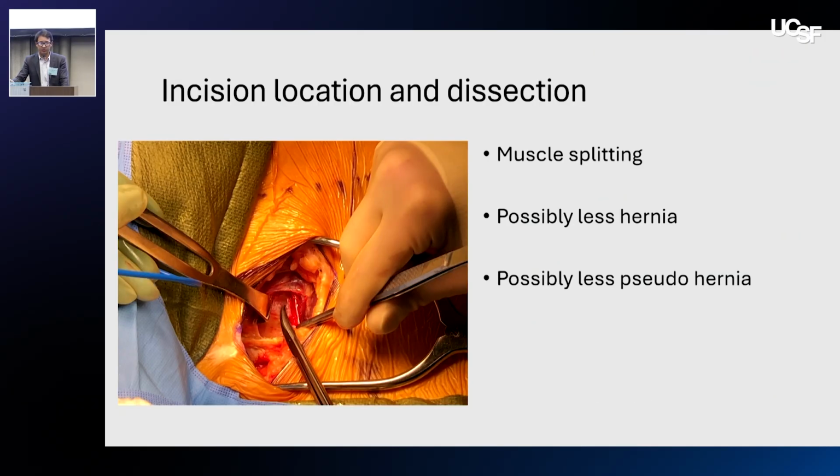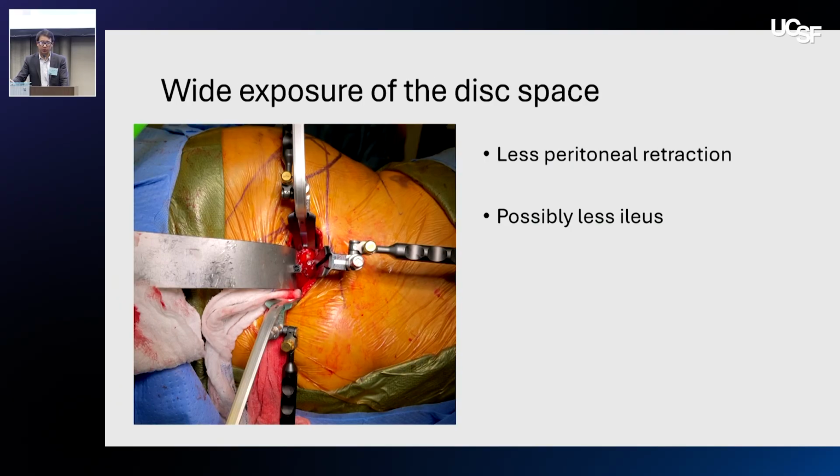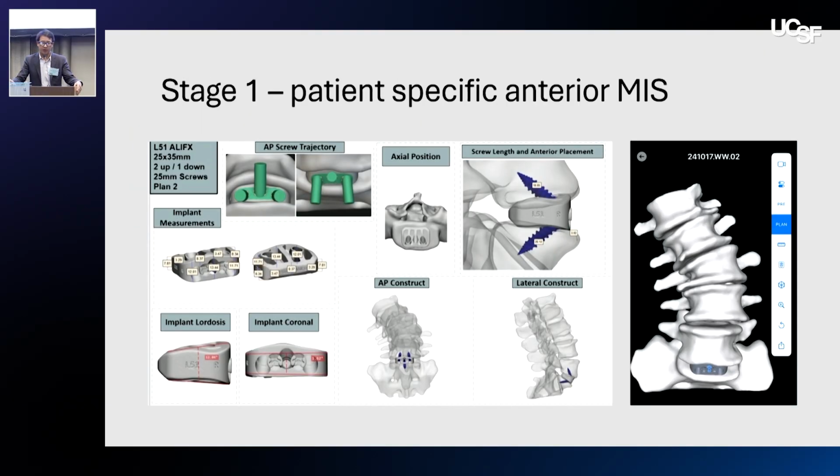Ultimately, this does have some benefits. It's muscle splitting, possibly less hernia, possibly less pseudo hernia, wide exposure to the disc space with less peritoneal retraction, so perhaps minimizing ileus. And this is what the L5-S1 custom implant looks like. So being able to take into consideration end plate anatomy, particularly in patients that may have bone density issues, as well as being able to target both foraminal height reconstruction and lordotic targets.